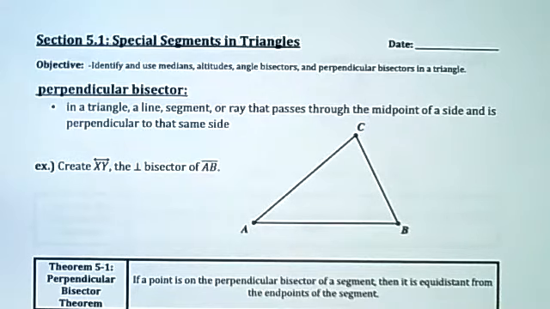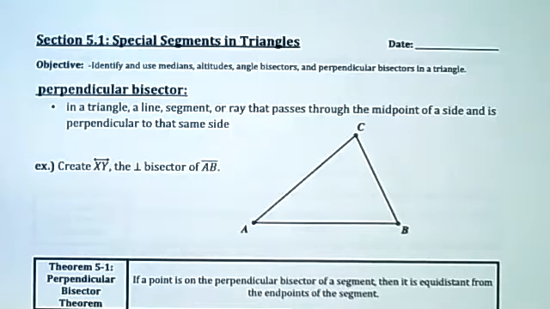So like I said, this section 5.1, there's two parts to it. The first part is called special, well, the whole section is called special segments and triangles. So the first part we define, there's 4 different segments that we talk about that you can have in a triangle. One of them we've talked about before.